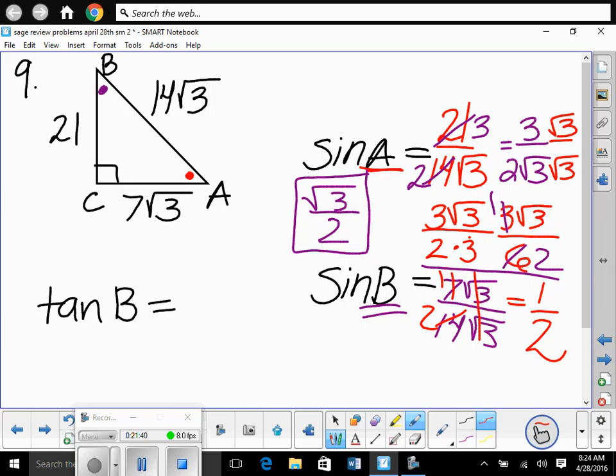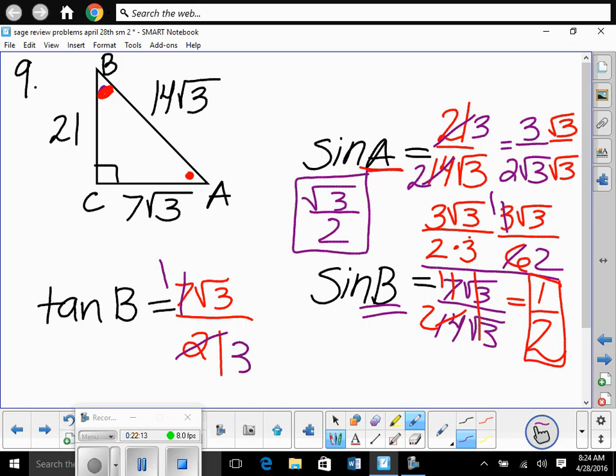Last one. Tangent of B. So we just found sine of B is that. Now it wants tangent of angle B. So we're going to be focusing on angle B. Tangent is adjacent over hypotenuse, right? No, opposite over adjacent, right? So opposite over adjacent. So that's 7/3 √3, opposite over adjacent, over 21. So let's simplify that. That becomes a 1, that becomes a 3. So our final answer is the square root of 3/3, which doesn't have a radical in the bottom, so we're good. And we're done.